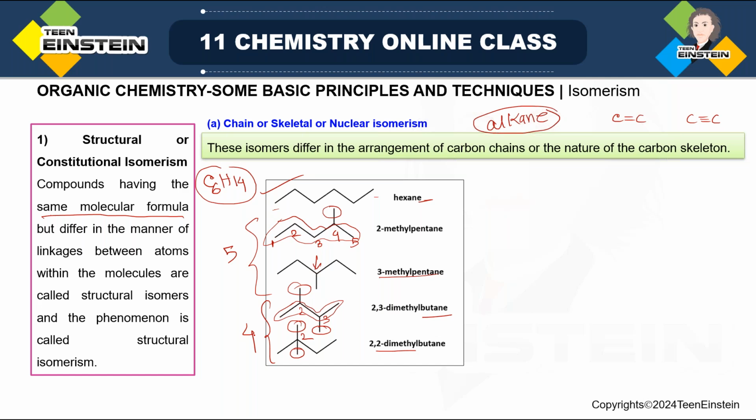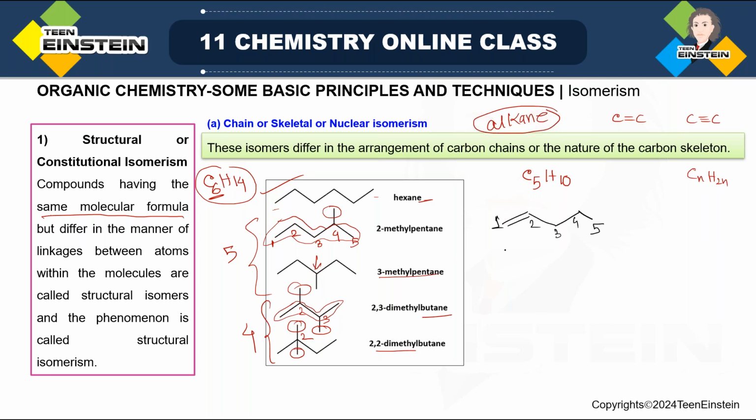Now suppose I am saying do the same thing with a C=C double bond. Now for a C=C double bond, the formula will change. Suppose now I am doing it with C5, and for alkene the formula is CnH2n, so it is C5H10. Now under C5H10, the simple structure that you can draw first is this one, 1, 2, 3, 4, 5. So it is 1-pentene.